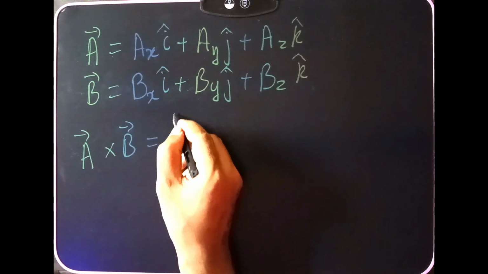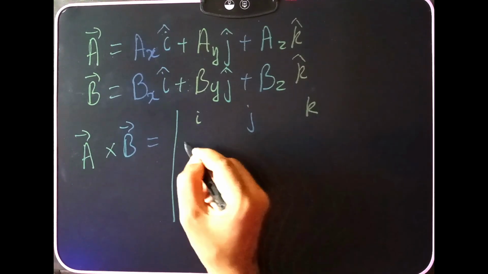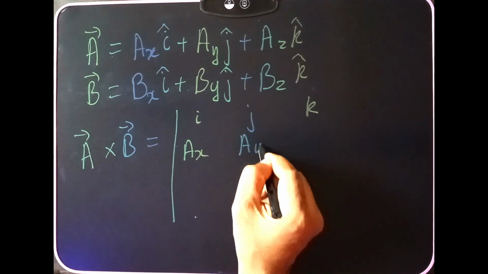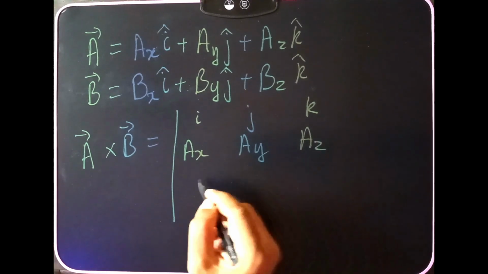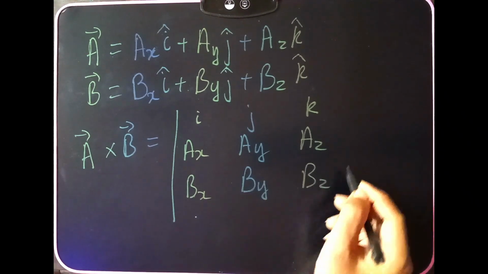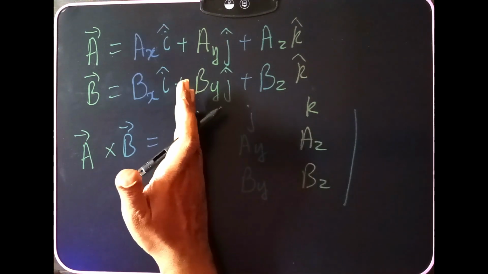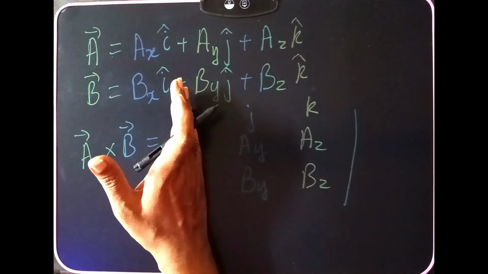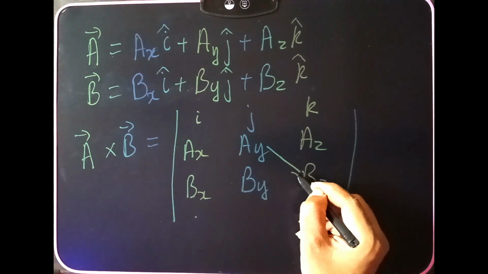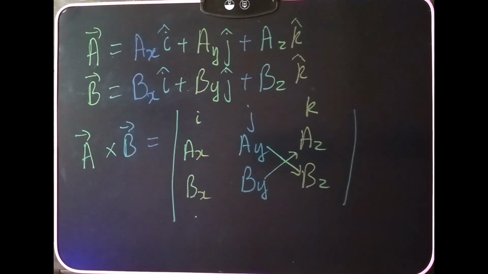We can write this like this: i, j, k. This will be Ax, Ay, and Az, and this will be Bx, By, and Bz. So now the i component. First for the i component, you cover this. It will be Ay into Bz and then By into Az. Right? That will be the i component.